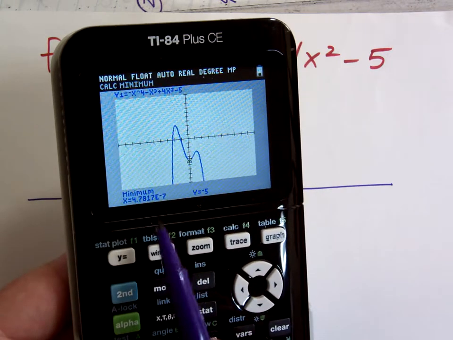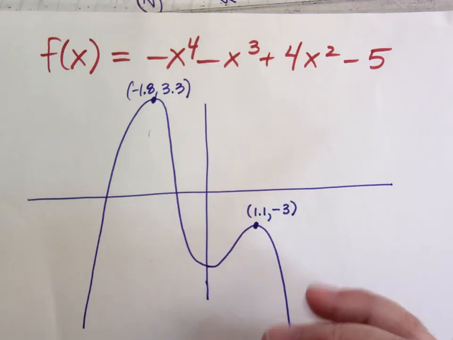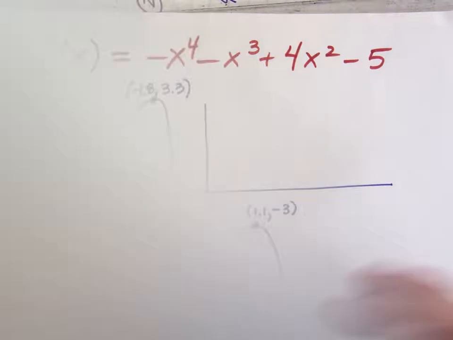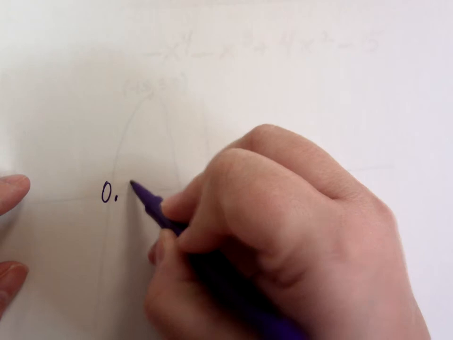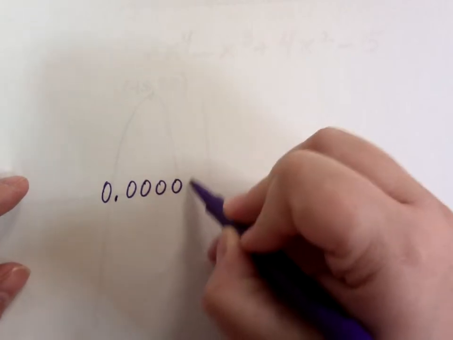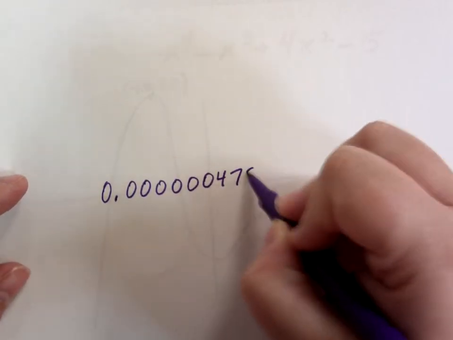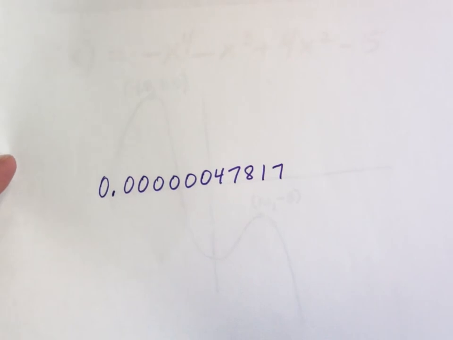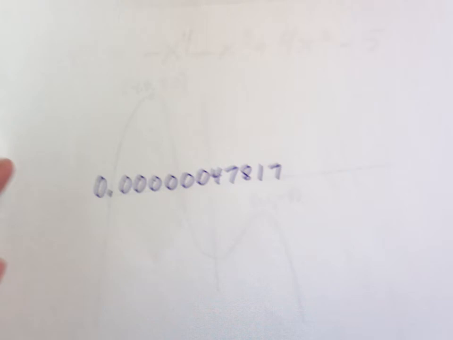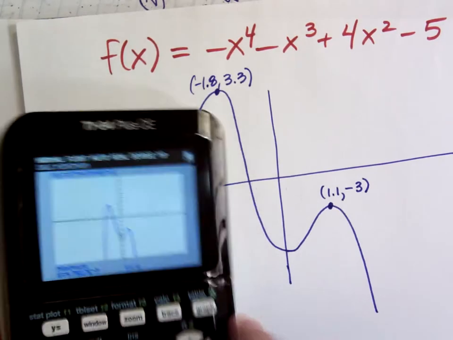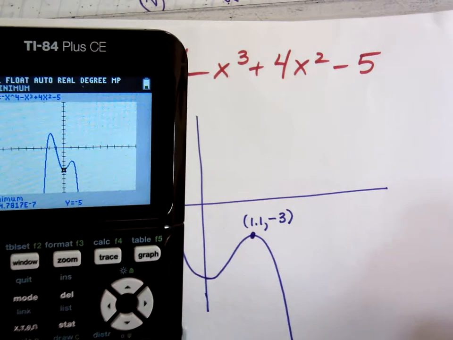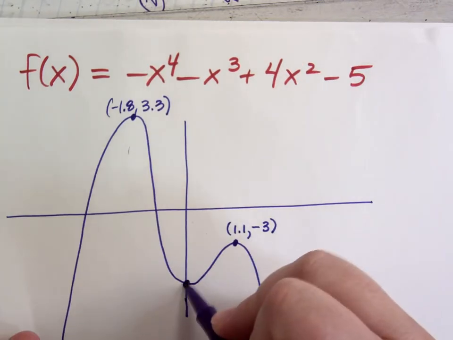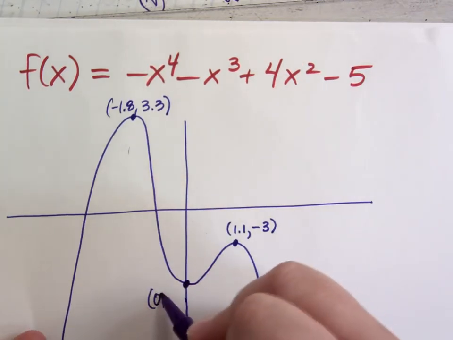The reason that means 0 is because that number, 4.7817E negative 7, means 0.00000047817. So in other words, it's 0. The reason it doesn't say exactly 0 is pixels for the calculator. So that really is 0. So 0 for x, and y is negative 5. So this is actually the y-intercept, and it is a min.